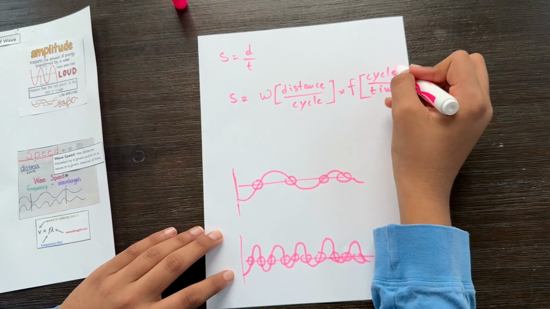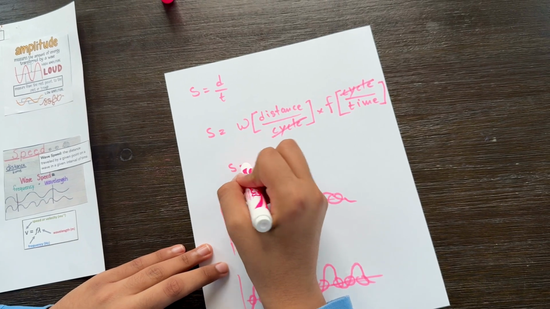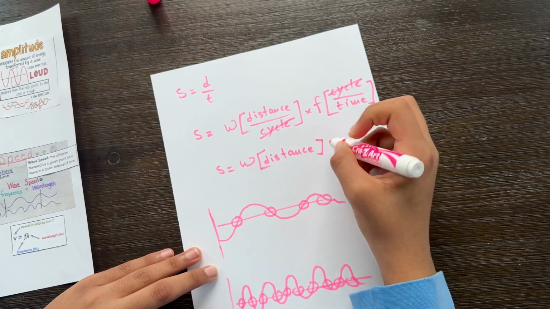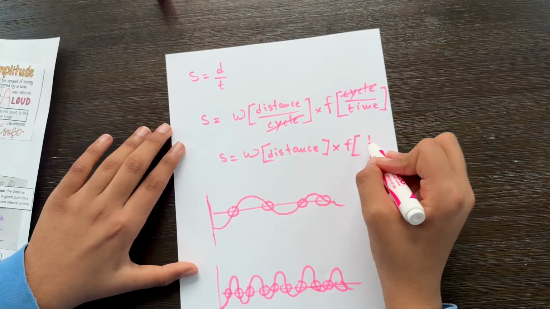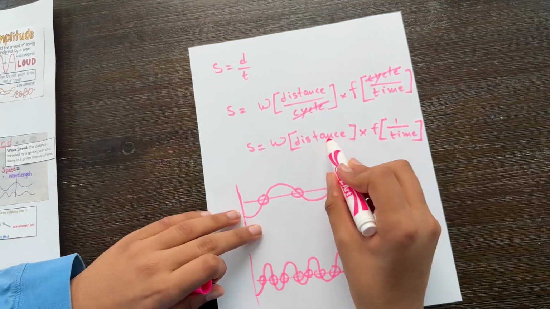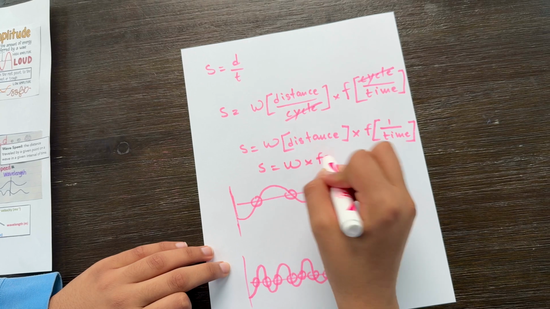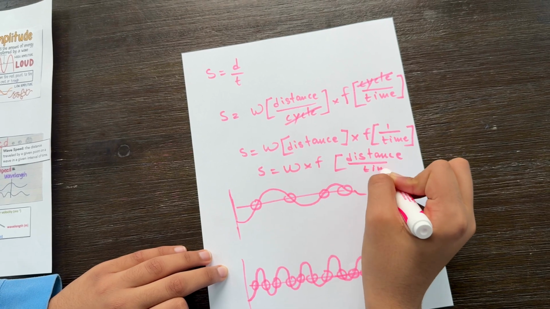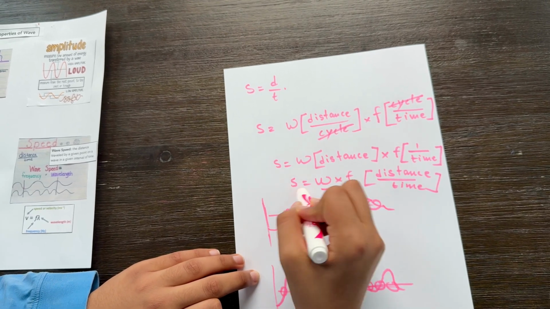And if we know our math, cycles cancel out, and would you look at that? Distance over time. So we said speed equals wavelength, which is distance, times frequency, which is the cycle, or because we crossed the cycle, it turns to 1 over time. So that's actually kind of how you explain it. And if we were to look at this, it would basically just be the speed is equal to wavelength times frequency, which is just nothing but distance over time. And we can see this formula matches this formula, proving that wavelength times the frequency equals the speed.